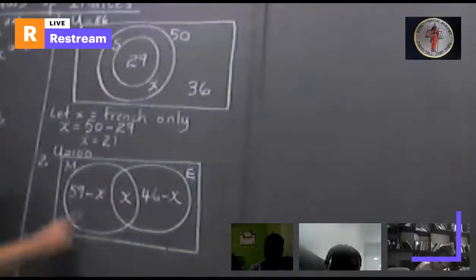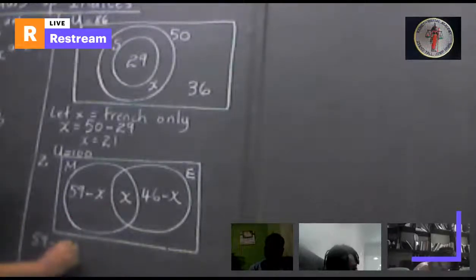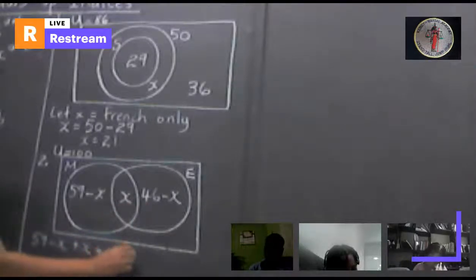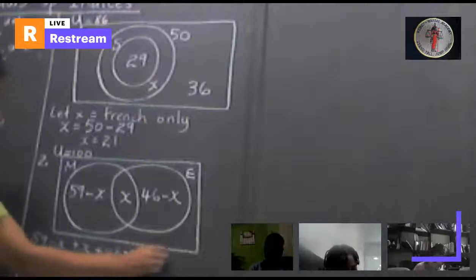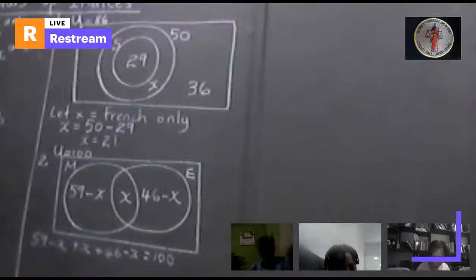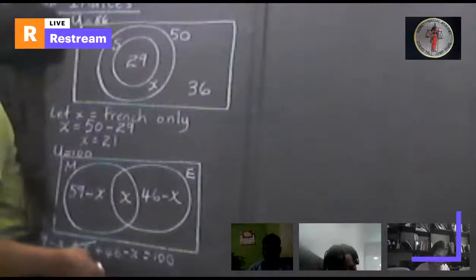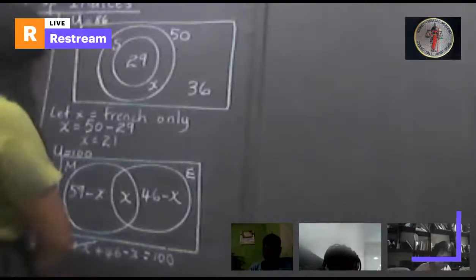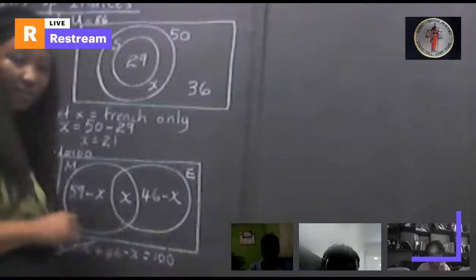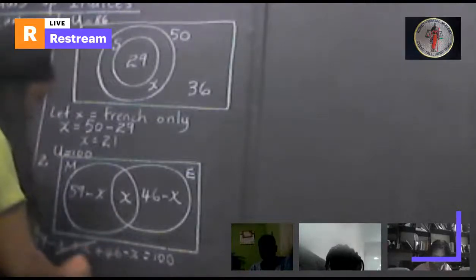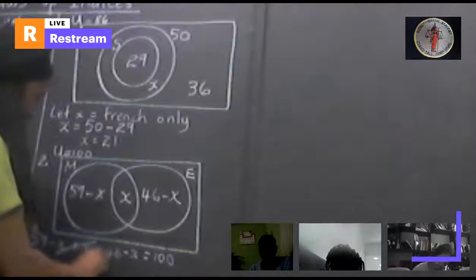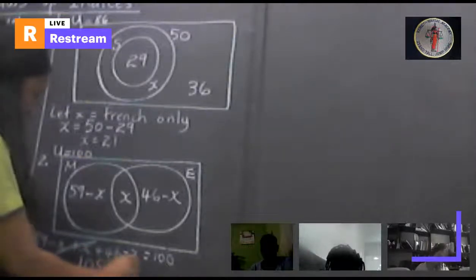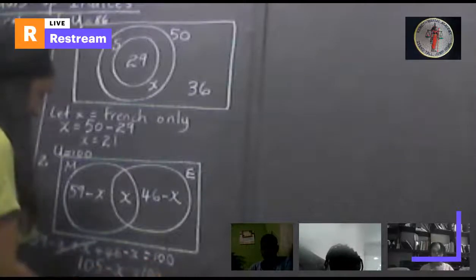So that means 59 minus X plus X plus 46 minus X should give 100. And the plus X and minus X cancel out because they're additive inverses. So 59 plus 46 gives what? 105. 105 minus X equals 100.